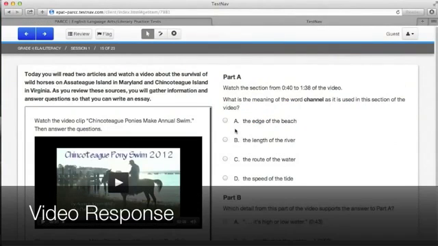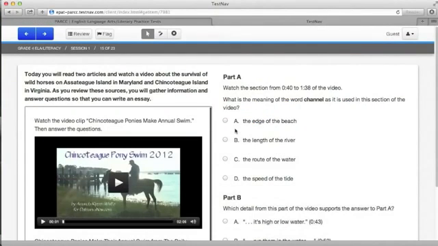The last type of problem that we're going to look at are those that require you to watch a video in order to answer the questions. While this sounds like a lot of fun, it's really important that you know the purpose of watching the video before you begin. In looking at the directions, you'll see that from reading the 2 articles and watching the video, our job is to gather information and to answer questions so that we can later write an essay.